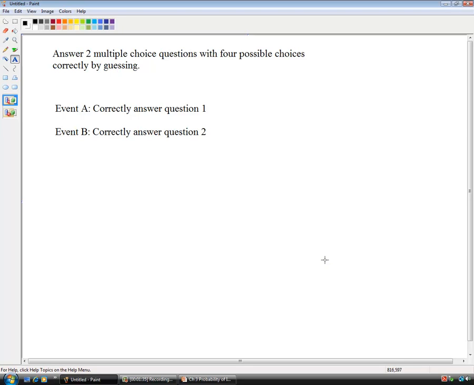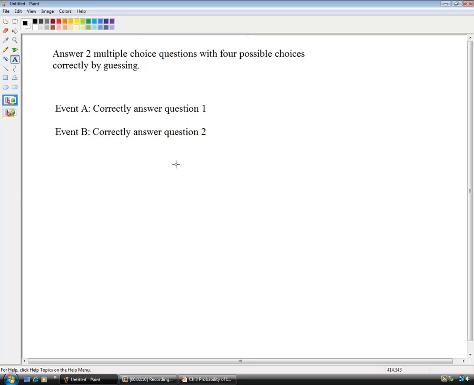That's with replacement, is what it means. Now here are two independent events, A and B. So say you're taking a test and you have two multiple choice questions. Each multiple choice question has four possible choices, A, B, C, D, that sort of thing. So event A is you correctly answer question number one. Event B is you correctly answer question number two. You're randomly guessing, so these two things should be independent of each other. One doesn't influence the other.